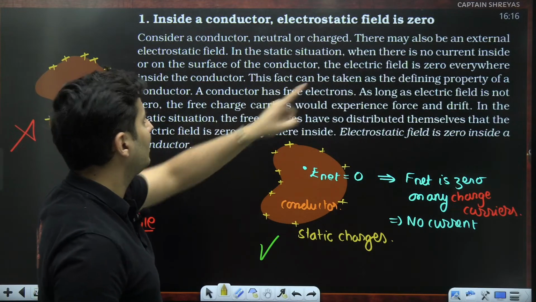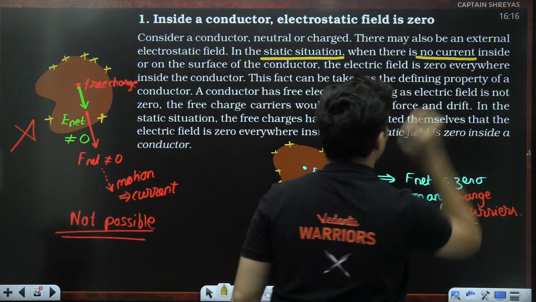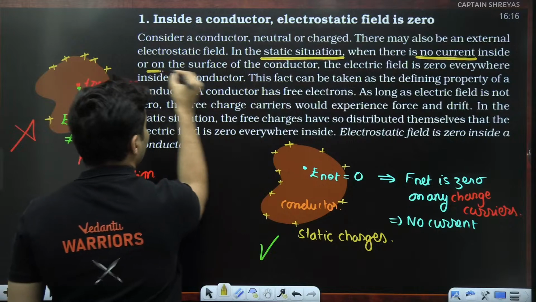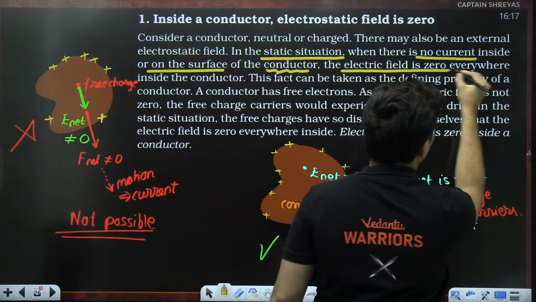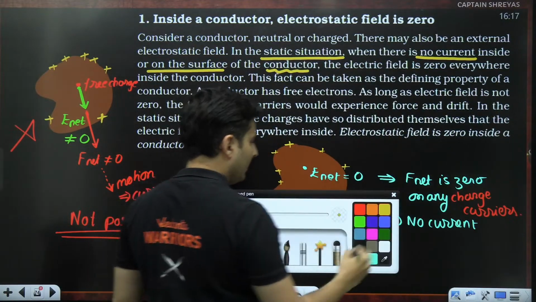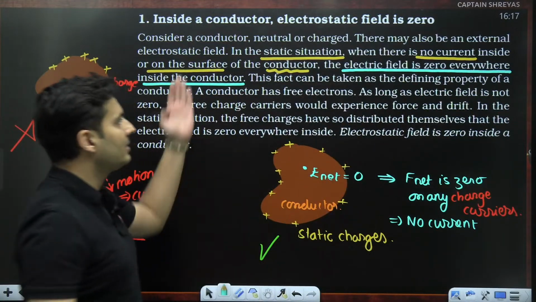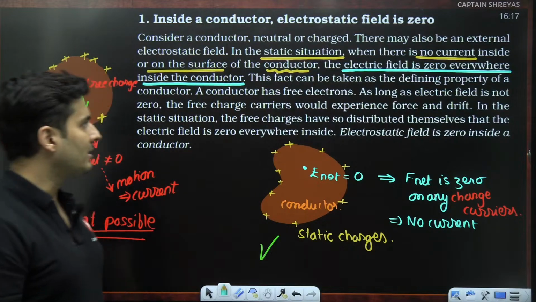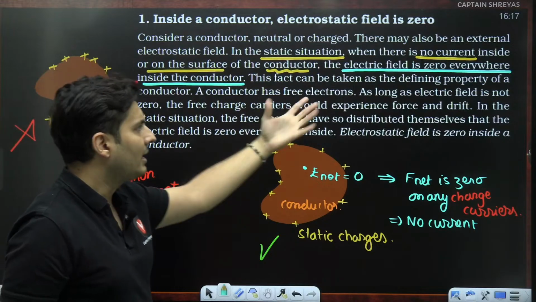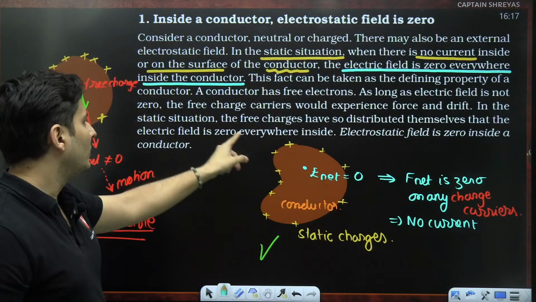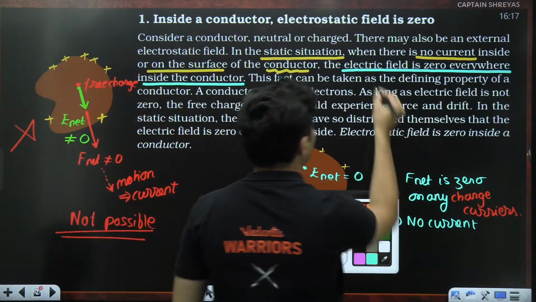In static situation, when there is no current inside or on the surface of the conductor, the electric field is zero everywhere inside the conductor. This is the most important line as takeaway. This fact can be taken as a defining property of a conductor. The conductor has free electrons. They have explained why it is so. So electrostatic field is zero inside a conductor. As simple as that. It's the same thing they have repeated.